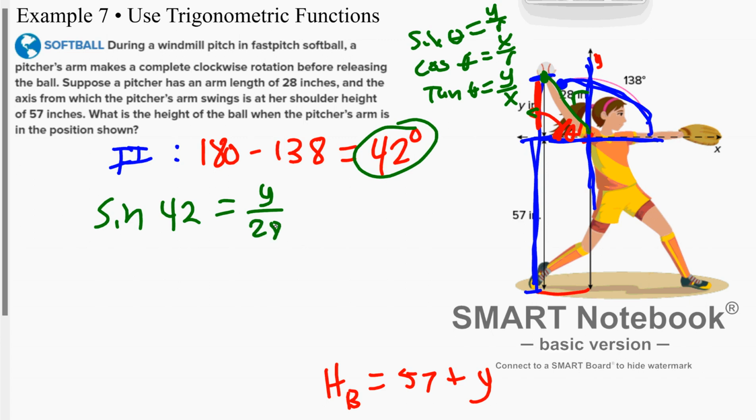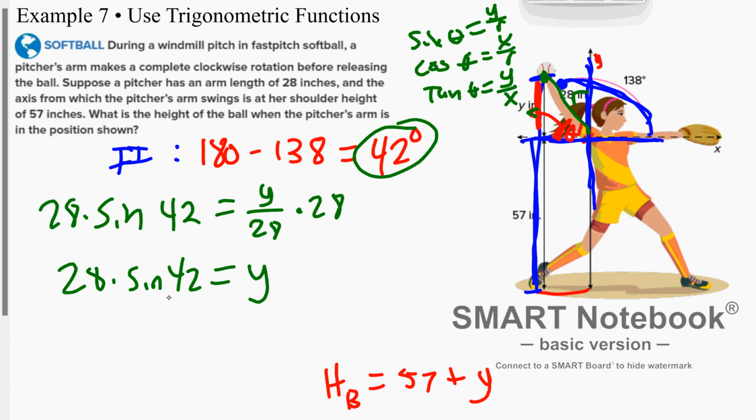Now I'm just solving this equation. How do I get y by itself? I just multiply both sides by 28. And so now we have y is 28 times sine of 42. To put that in my calculator, I make sure my calculator is in degrees. I might have to push mode and switch that to degrees. Let's make sure I'm in degrees. Then I type that in my calculator, and I get y is approximately 18.7.